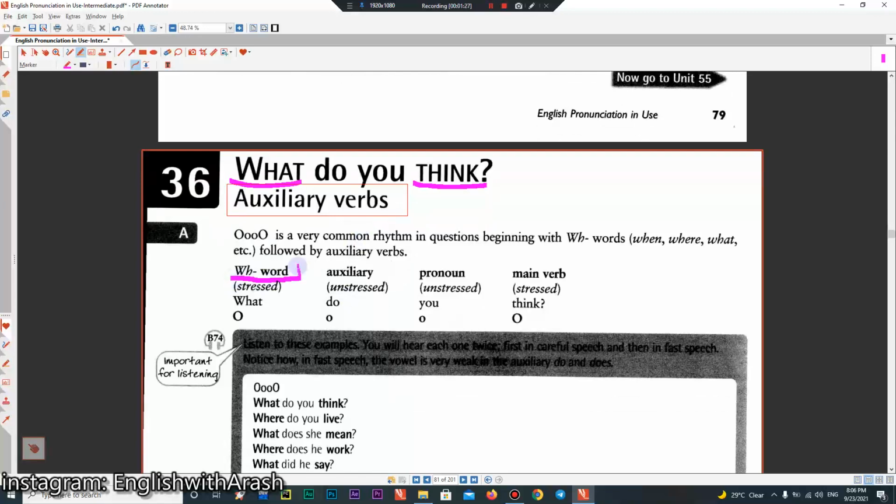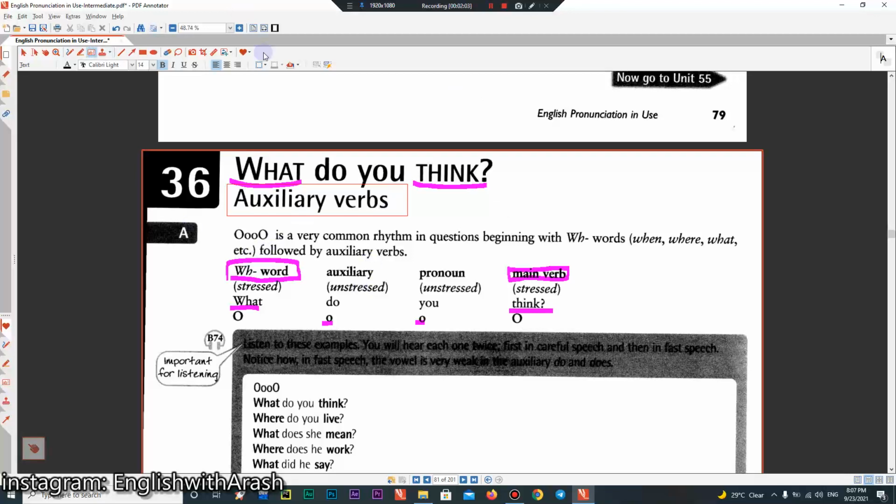Now let's take a look at this one. The WH word is here, and the main verb is here. So these two parts get the stress. For example, what do you think? Da da da da. What do you think? So stress is not on do and you. Stress is on the main verb and the WH word. Now this can change.